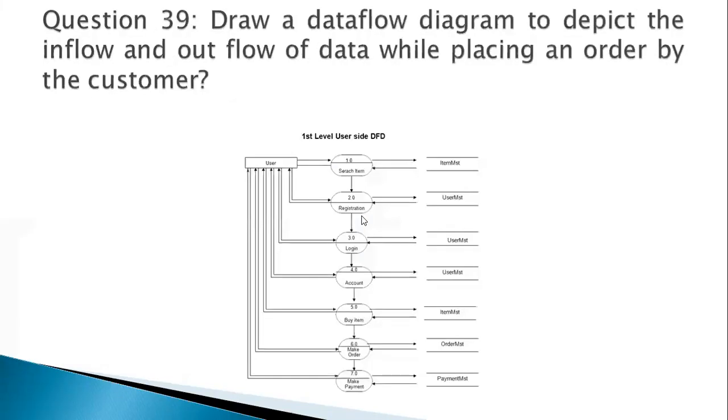Okay, now we need to create a data flow diagram, guys. Again, here I have given a data flow diagram of a user. What is happening here? You are trying to talk about when the customer places an order, how is the data flowing? First, the user will search for an item. If you look at this, let's see if I can expand this.